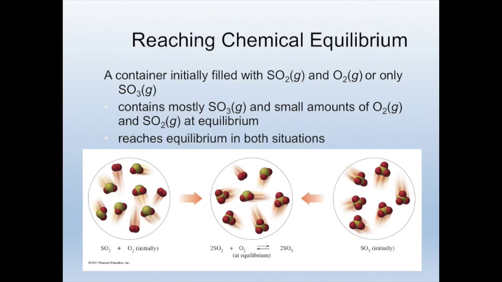Here is our reaction again with sulfur dioxide and oxygen to make sulfur trioxide gas. Now this reaction will contain mostly SO3 gas at equilibrium with small amounts of oxygen and sulfur dioxide. Even if you start with only sulfur trioxide, some of it will react to form oxygen and sulfur dioxide at equilibrium. Likewise, if you start with only SO2 and oxygen, it will evolve to produce a solution that contains mostly sulfur trioxide with a little bit of the two reactants present.